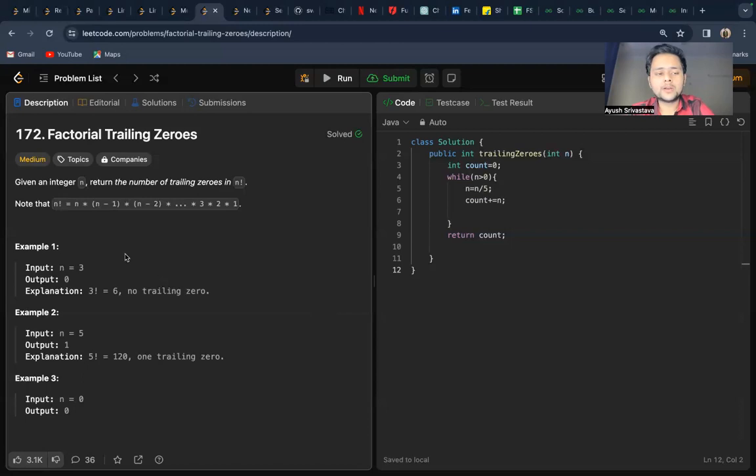What does that mean? Whenever 5 is going to be in that factorial, let's say 5 into 4 into 3 into 2 into 1, when you break down the factorial of that number, if it contains 5, then there is surely a chance that 2 will also be present because we continuously multiply. So 4 is also there. So 4 equals 2 into 2.